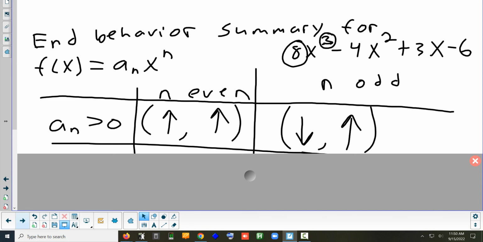So the first case is where this number in front is a positive value. If it's a positive value, and your exponent is an even, like y equals x squared, that's an up, up. If it's a positive value, and your exponent is an odd, that's down on the left, up on the right.